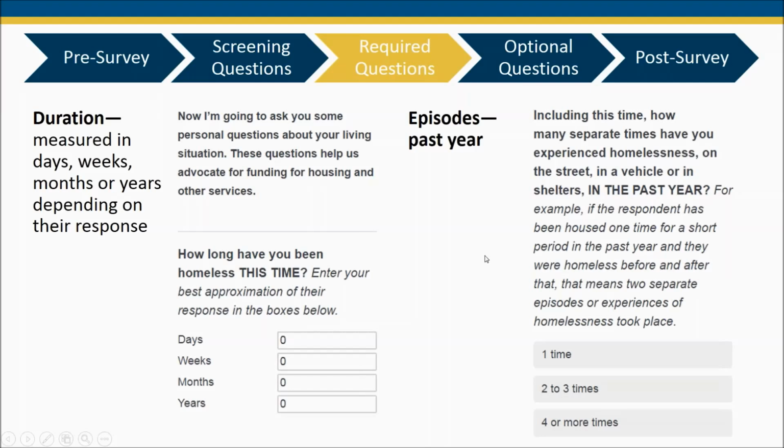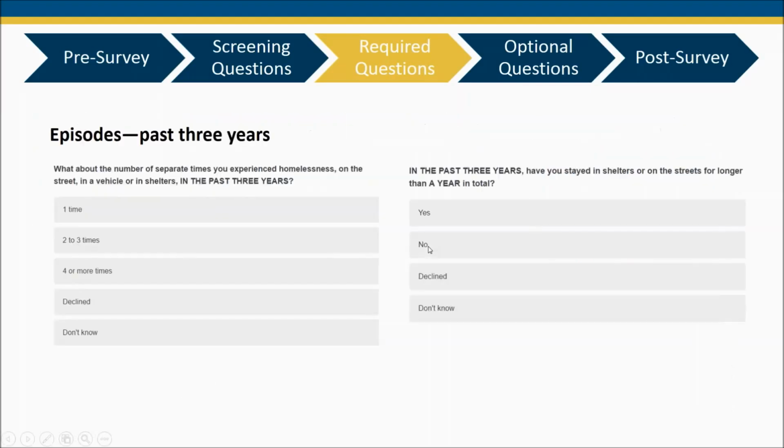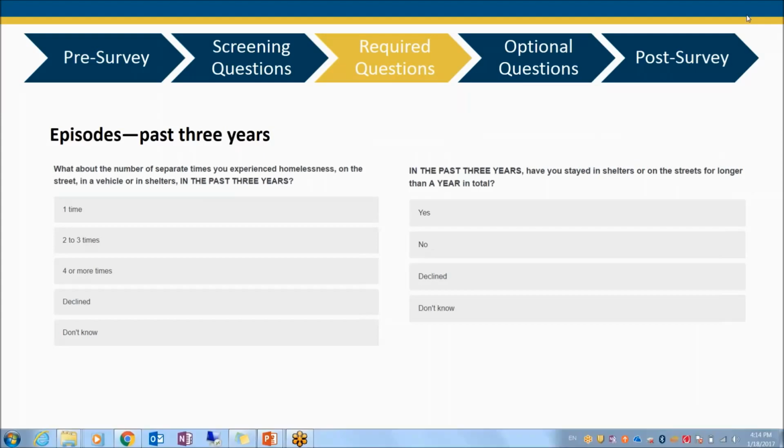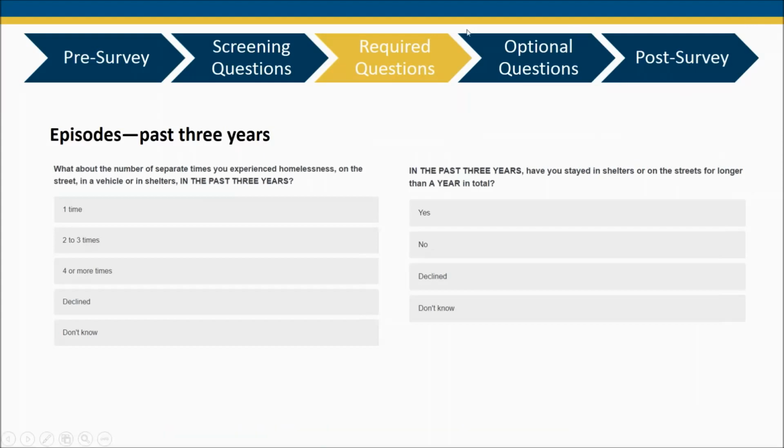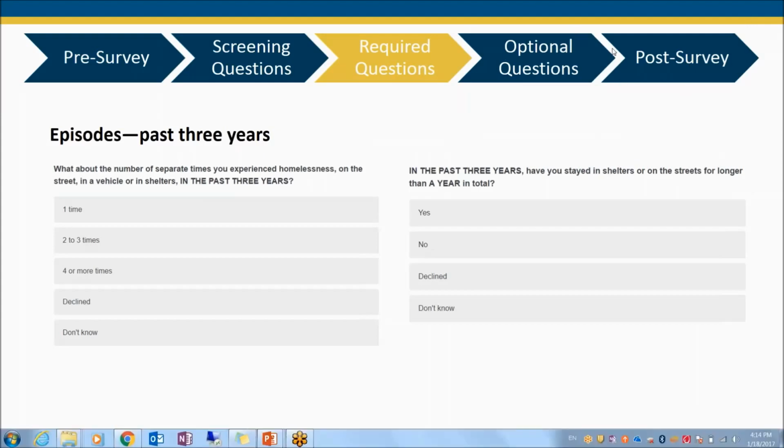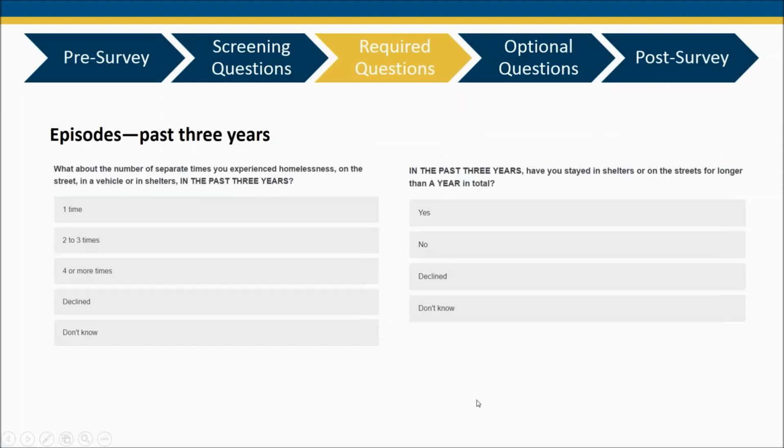And after that, we also ask about episodes. So first we ask, including this time, how many separate times have you experienced homelessness on the street, in a vehicle, or in shelters in the past year? And we also ask the same question for the past 3 years. And then lastly, what we ask is, in the past year, have you stayed in shelters or on the streets for longer than a year? And depending on the response you hear, you can select yes, no, and then as a reminder, you don't have to say declined or don't know as an option.